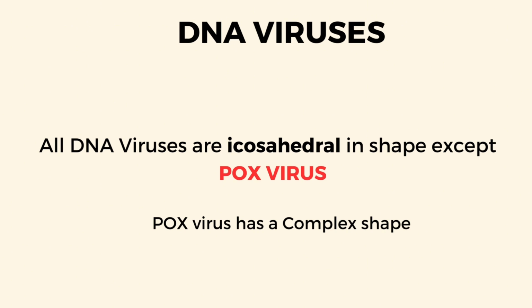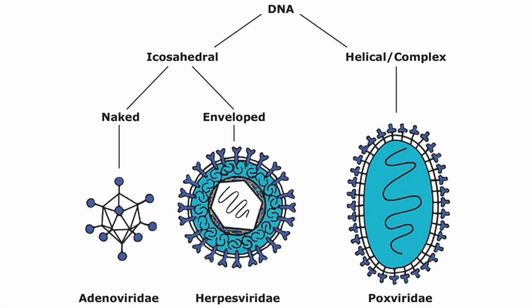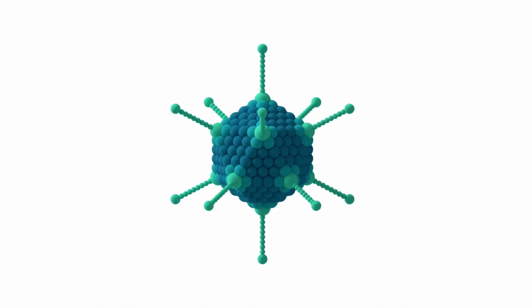The picture of the icosahedral and the complex structure is shown here. It is known as icosahedral because this shape has 20 faces. So icosahedral viruses are adenovirus and herpes virus, and complex, only one is there, pox virus. This is also a picture of icosahedral shape.